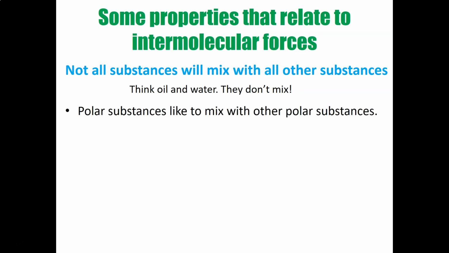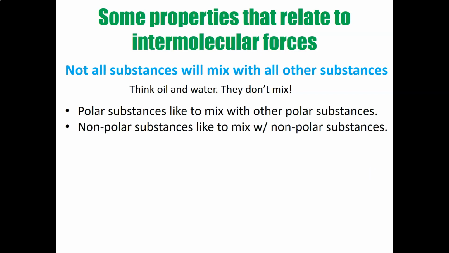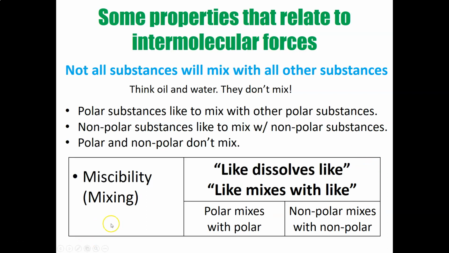So polar substances like to mix with other polar substances, but nonpolar substances like to mix with nonpolar substances. When you have polar and nonpolar things, that's when they don't like to mix with each other. We say they're not miscible. So the property, it's not called mixing. The fancy science word for that is miscibility. Is it miscible or non-miscible?